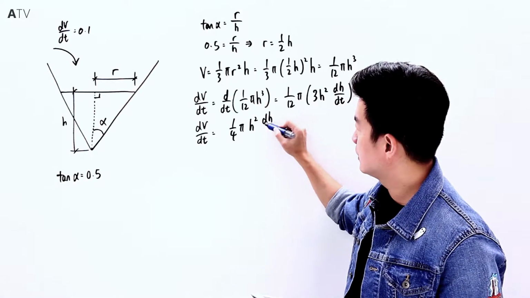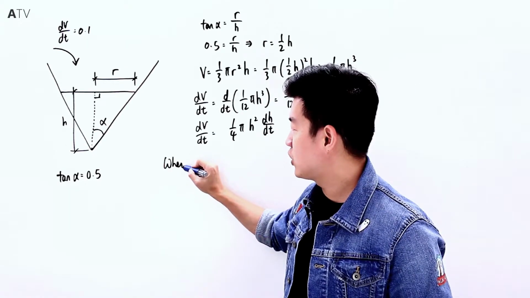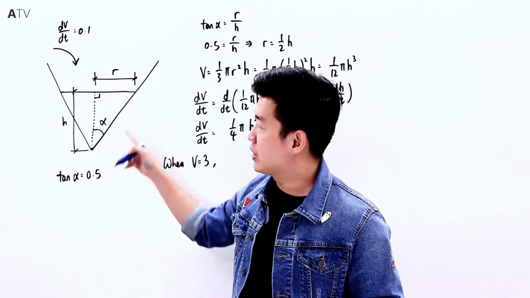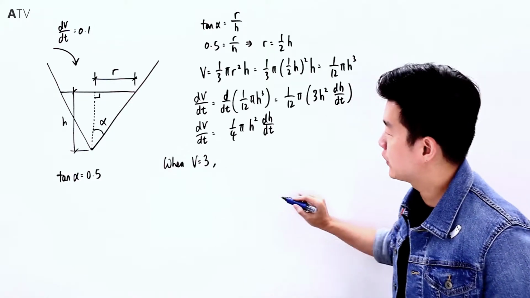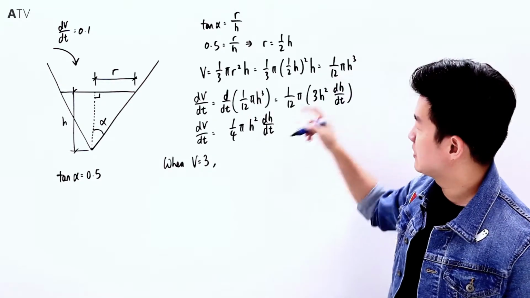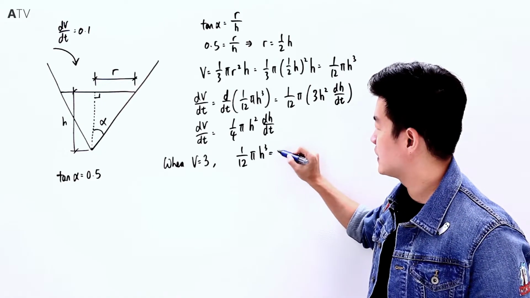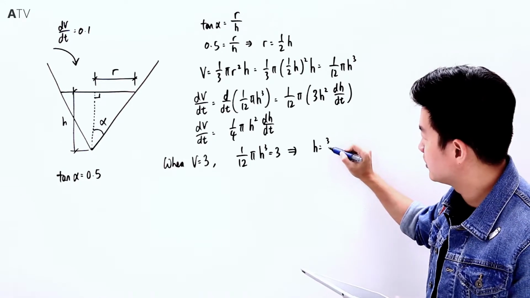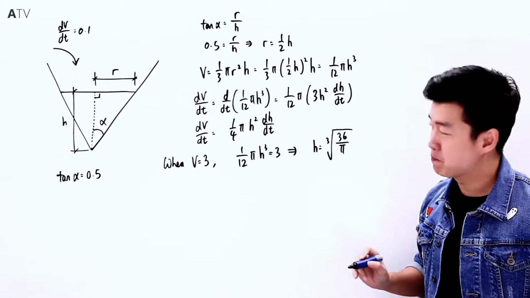What the question is asking us for is, when the volume is equal to 3, what is the rate of change of the depth of the water inside the container? When V is equal to 3, that means this must be equal to 3. So 1/12 pi h to the power of 3 is equal to 3. This helps me to solve for h, which is going to be the cube root of 36 over pi.